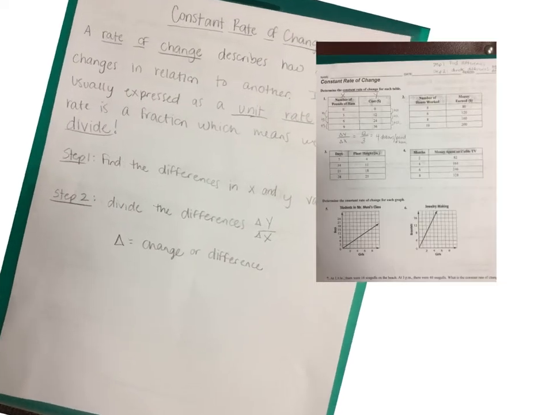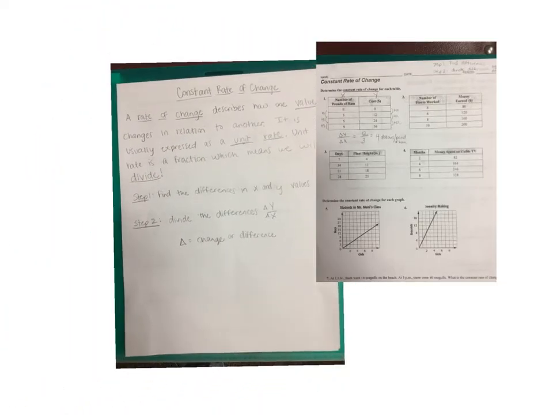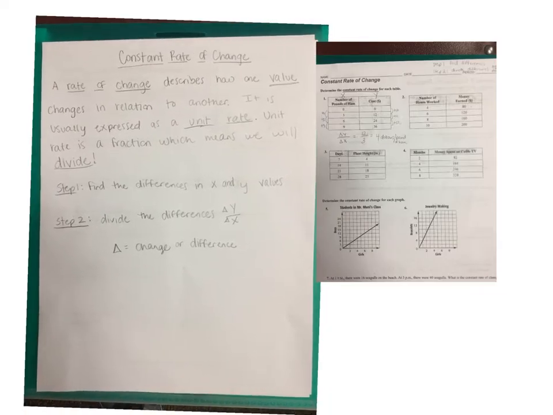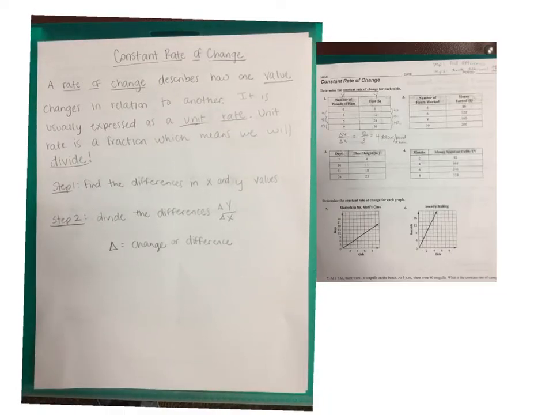Okay, so let's first look at the constant rate of change notes. You got these in your mailbox, so you should have already written this in your math notebook. This was the first set of notes. And so constant rate of change is a rate of change that describes how one value changes in relation to another. So X and Y, they are related. There's always a constant rate of change.